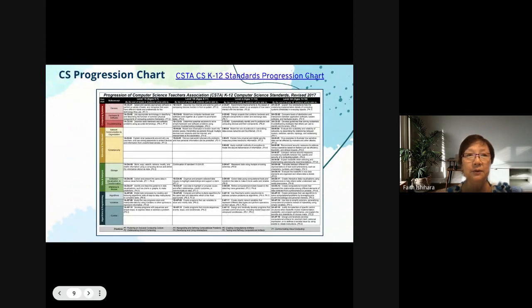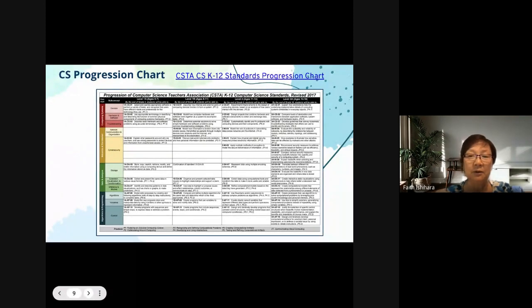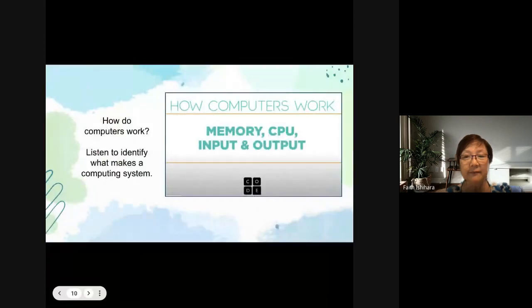So if you were to open up that progression chart, this is what it would look like. On the very far left, the darkest colors are the core concepts. And to the right of that, a little lighter shades of corresponding sub-concepts. And then you can see the progressions going through the different grade bands.